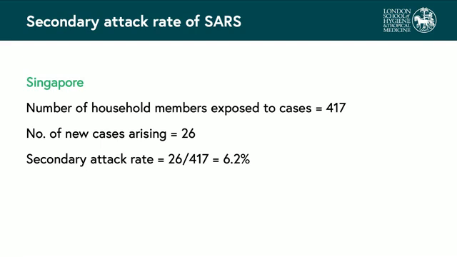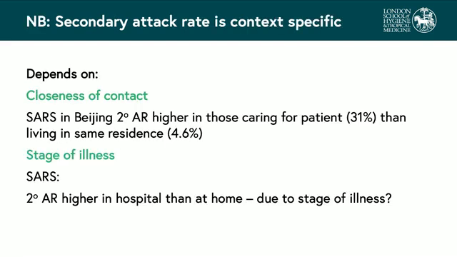For the related coronavirus that caused SARS, the household attack rate was quite low, around 6%. It was calculated as the number of secondary cases arising out of household members exposed to primary cases. Note that the secondary attack rate depends on context. For example, it depends on closeness of contact. For SARS, it was much higher for those caring for patients than for those living in the same residence. It also may depend on the stage of illness, as infectiousness varies.